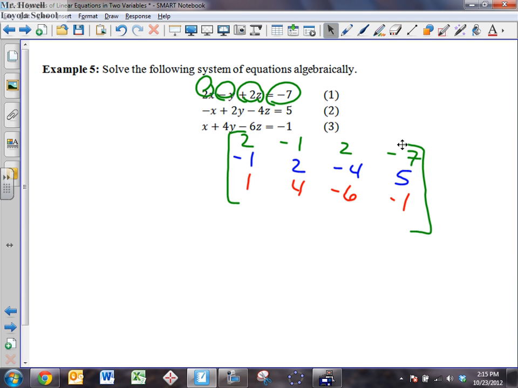Now, this matrix happens to have 4 columns and only 3 rows. So it's not a square matrix. What would a square matrix be? If it was 2 rows and 2 columns. Yeah, or 3 by 3, or n by n, we would say, right? Mathematically speaking. Any number by the same number would be a square matrix.